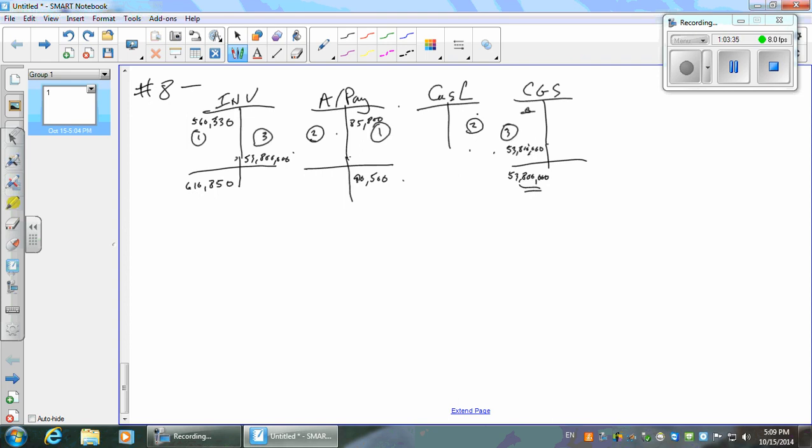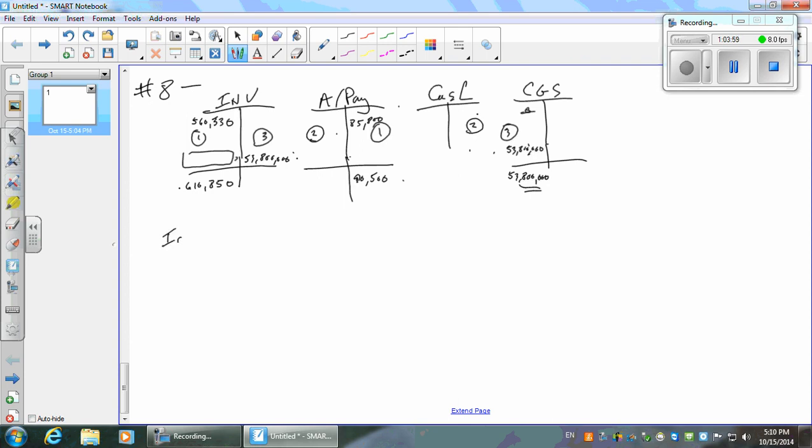Oh, what about inventory though? I know it starts with 560, it ends with 611, and I took out 53,800, okay? So what would you do? Solve for how much you must have bought. What's the debit to inventory, you guys? What is that number?